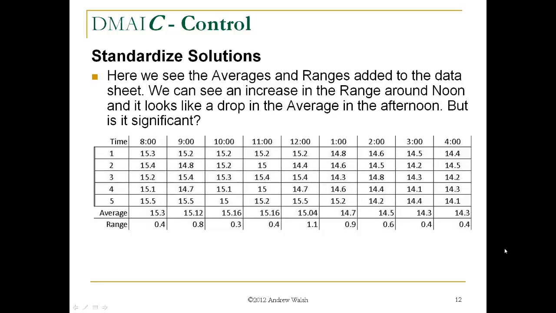Now here we see the averages and ranges added to the data sheet. We can see an increase in the range around noon, up to 1.1, and it looks like a drop in the average in the afternoon, from 15 down to 14.7. But is it really significant? How big of a deal is that?